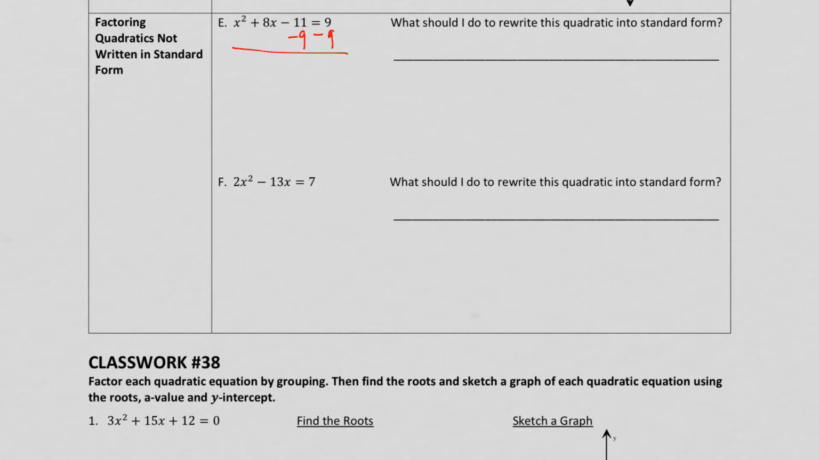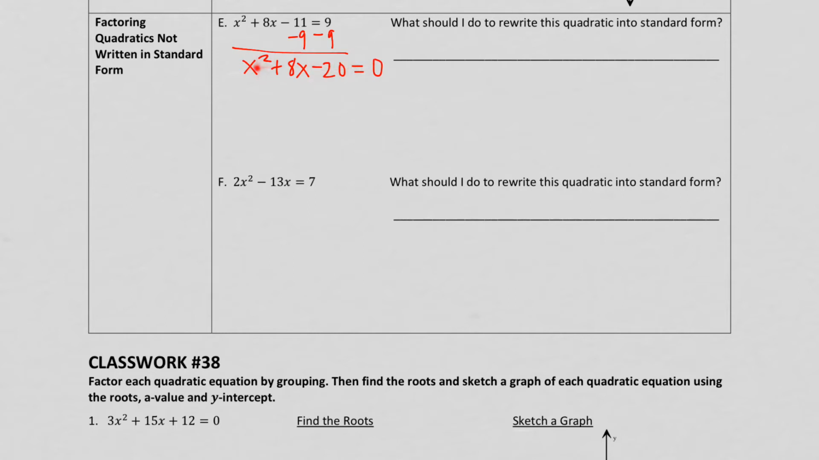By making this move first, I end up getting x squared plus 8x, and then here, minus 11 minus 9 more is going to be minus 20 equals 0. Notice how here 9 minus 9 will give me the 0 that I need for standard form. So these questions will require some adjustment first before we start to factor.